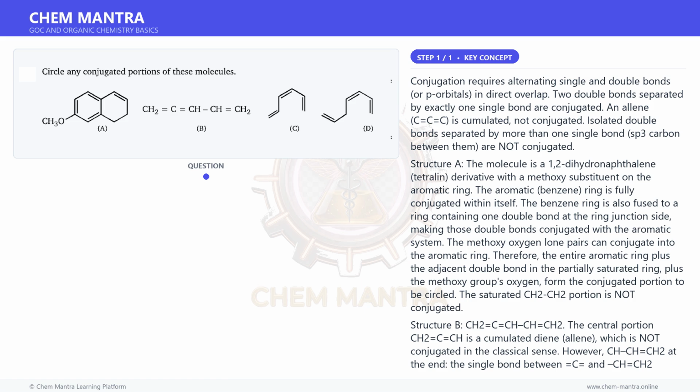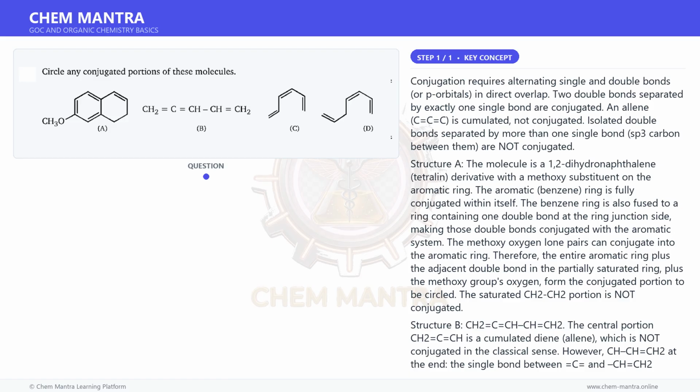The last two double bonds, =CH-CH=CH2, are conjugated with each other. Thus only the terminal portion, the diene part, =CH-CH=CH2, is conjugated. The allenic portion breaks classical conjugation. The answer circles the CH=CH-CH=CH2 portion, the conjugated diene end, excluding the allenic C=C.